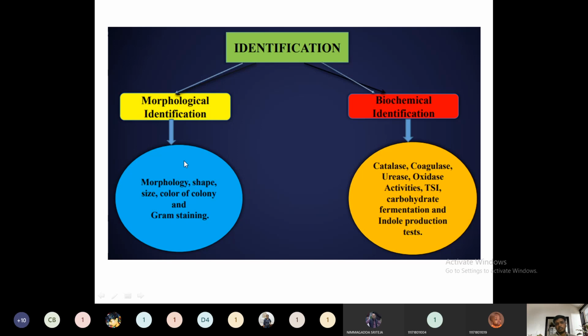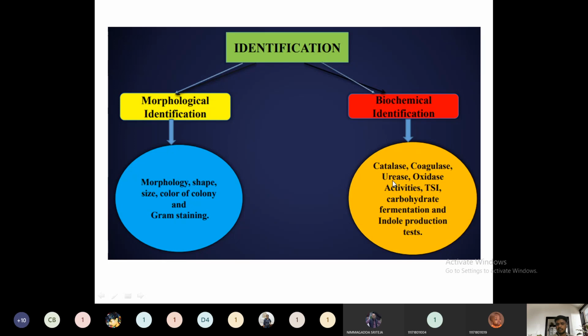If we can't identify with the morphological technique, we have to go to the more advanced biochemical identification technique. In the biochemical identification technique, laboratory tests like catalase, coagulase, urease, and oxidase will be there.